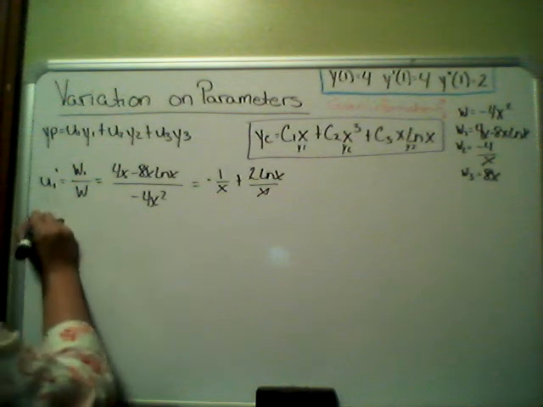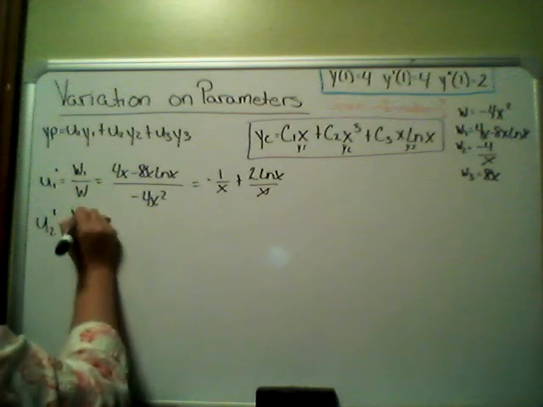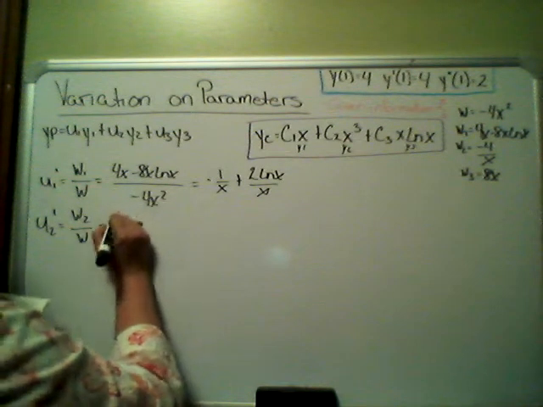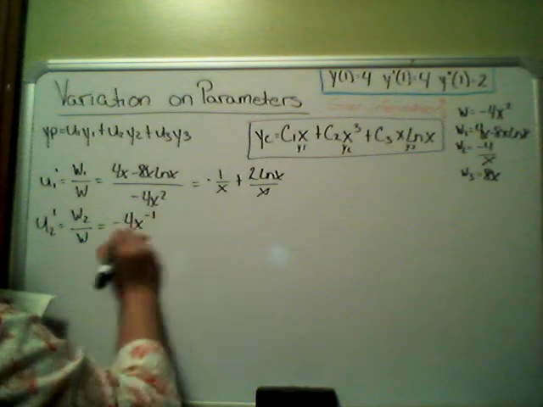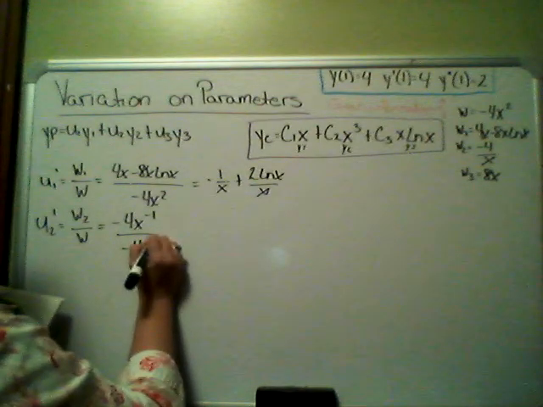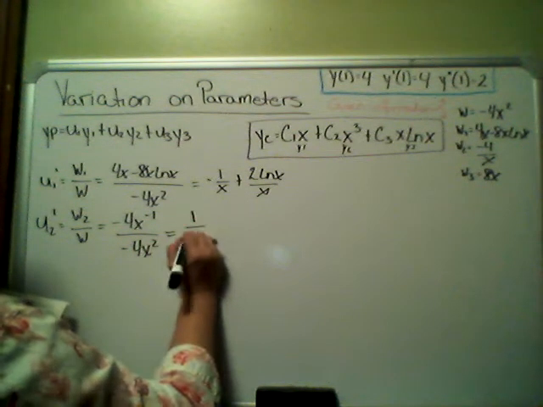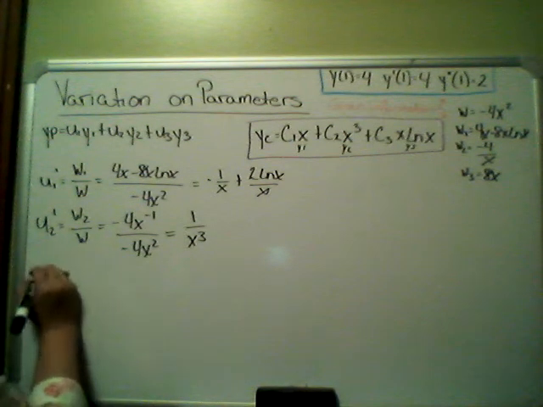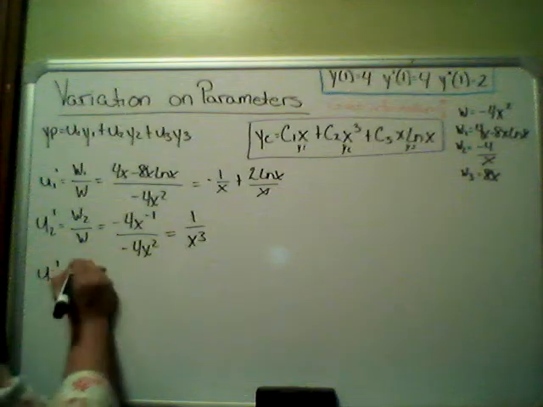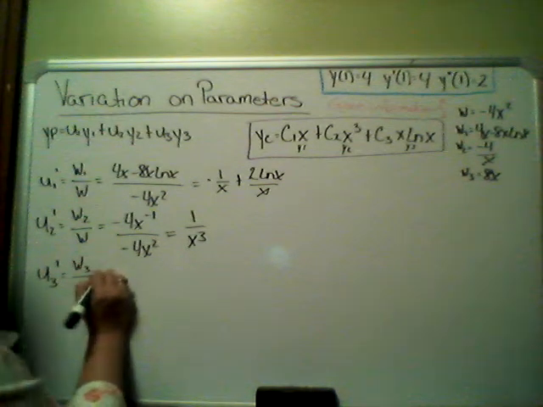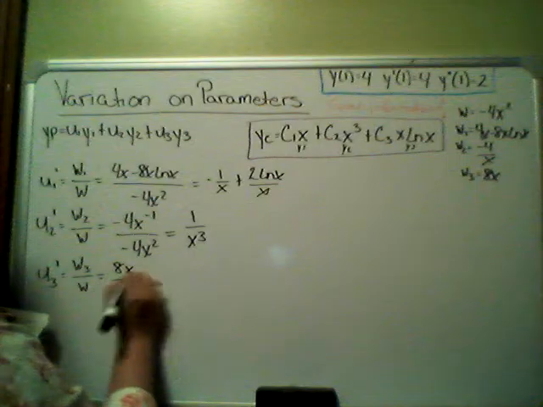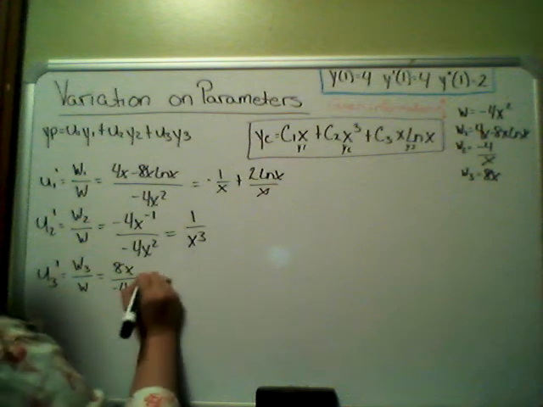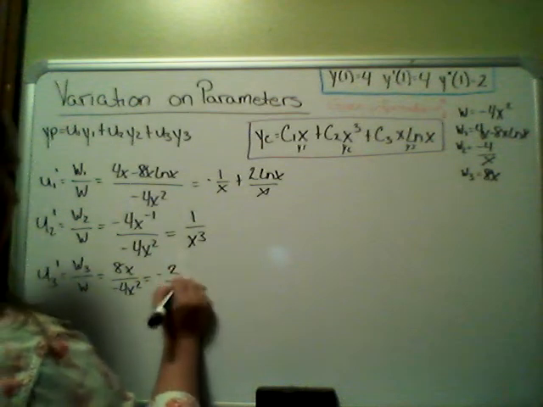So u2 prime will equal W2 over W. We will have minus 4x to the minus 1 over minus 4x squared, which leaves us with 1 over x cubed for u2 prime. And u3 prime, which will equal W3 over W, will give us 8x over minus 4x squared, which gives us minus 2 over x.